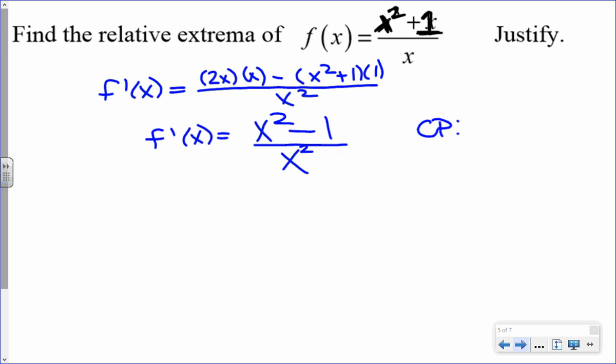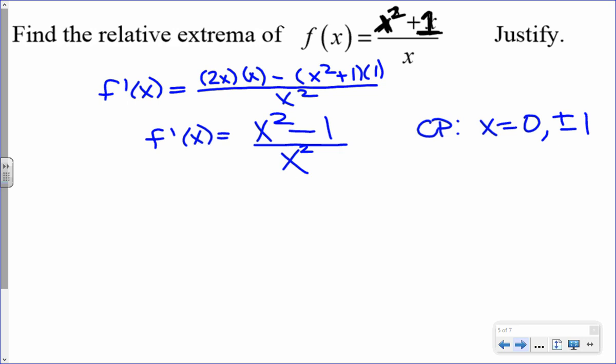Where is our derivative undefined? 0. Where is our derivative 0? Plus or minus 1. Isn't it nice that we can do some of the work in our head a little bit, right? Do you remember when you have to write down every single step?